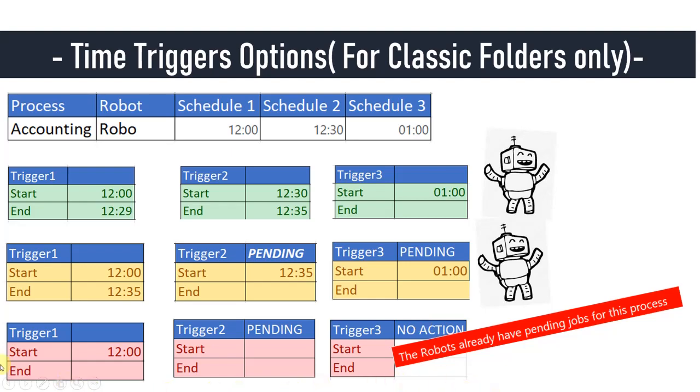So why did this happen? Because trigger 1 was executing for a long time. It was supposed to end at 12:30, but it did not. So the job for schedule 2 went to a pending state, and since trigger 1 was still not complete by 1 p.m., there was no action for trigger 3, and we get an error in Orchestrator which says the robot already has a pending job for the process. This is not a very happy scenario for the bot, so we have to handle this one. Let's quickly show this in action.